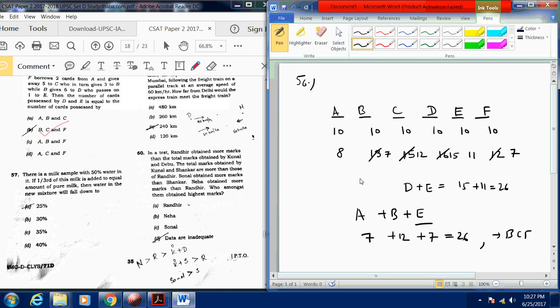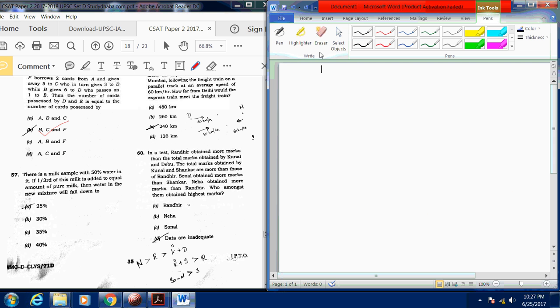Moving on. Question number 57. There is a milk sample of 50% water. 1/3 is added to equal amount of pure milk. Water in the new mixture will fall down. So there is a milk sample. 50% is water. That means half is milk, half is water.